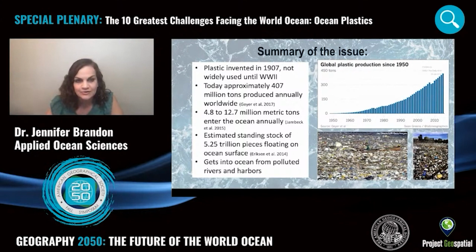That plastic gets into the ocean from polluted rivers and harbors, like these 2 bottom pictures show you. Those rivers flow into the ocean. Dirty harbors drop it into the ocean off of ships. And that flows through currents into the subtropical gyres, where it gets stuck, sometimes indefinitely. And there is an estimated standing stock of 5.25 trillion pieces of plastic floating on the ocean's surface. But that's just what's floating on the surface of the ocean. What's sunk to the bottom of the ocean is actually vastly understudied. And so we are really just kind of at the beginning of studying how much plastic is currently in the ocean.